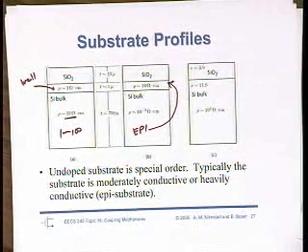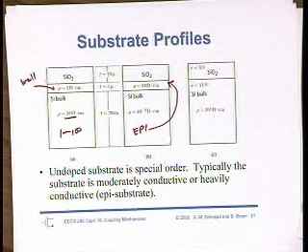Because the silicon bar is a heavy dope, so the capacitance, actually capacitance is larger. Yeah, it doesn't help with capacitance.